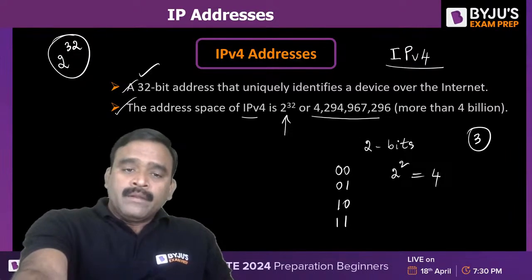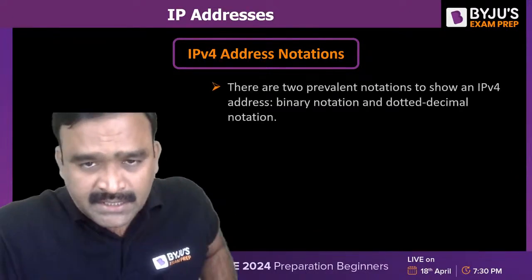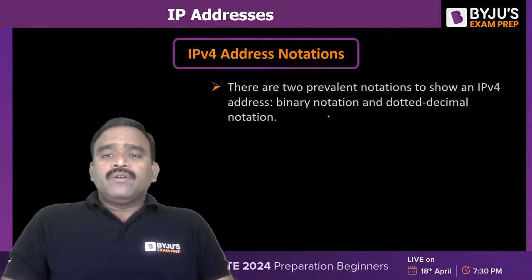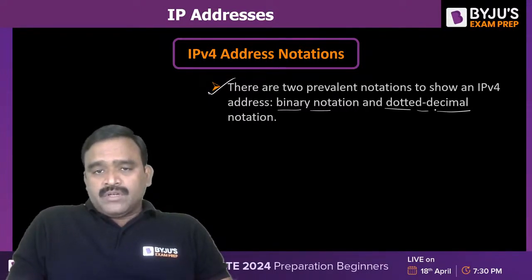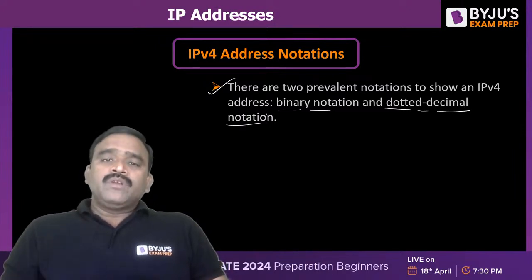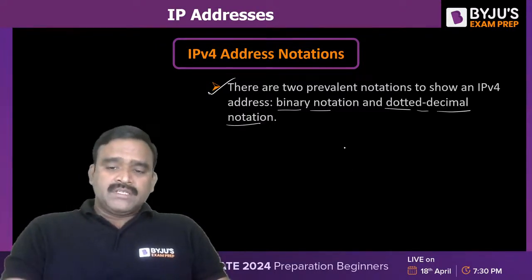IP version 4 address notations are like this. There are two equivalent notations to show the IP version 4 addresses. One is a binary notation and the other is the dotted decimal notation. Just for human beings to understand, we use the dotted decimal notation. For computers to understand, binary notation is required.